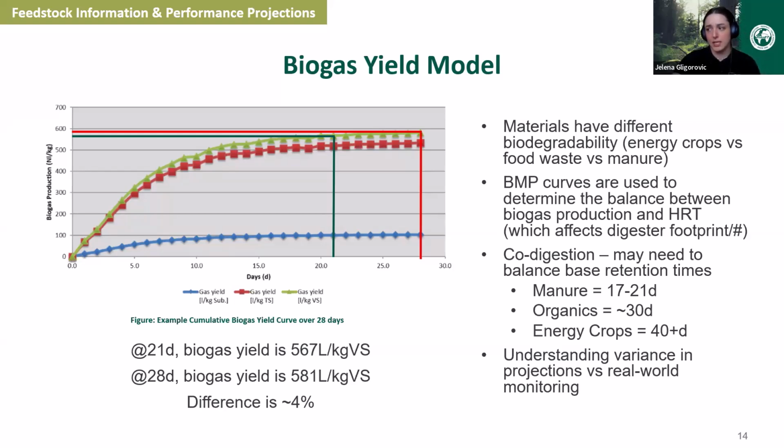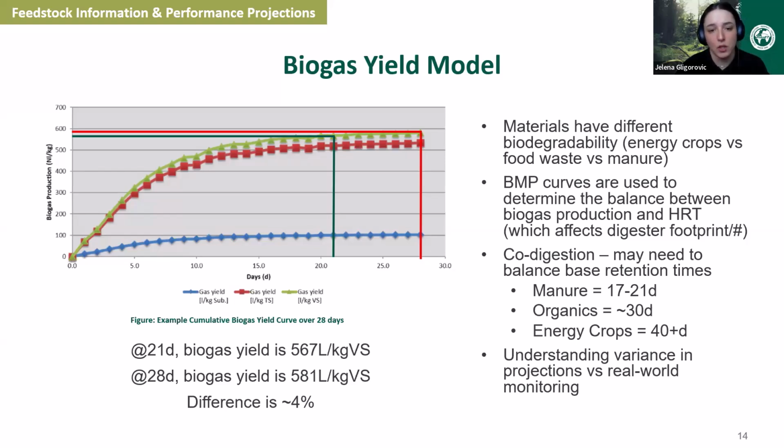Another thing to consider is that different types of material also have different base retention times. So I've put on the screen here some base retention times that Plain T uses typically. So 17 to 21 days we find is optimal for manure, about 30 days for organics, and 40 plus for energy crops, depending on what they are.